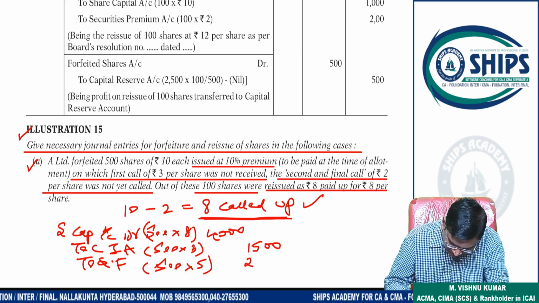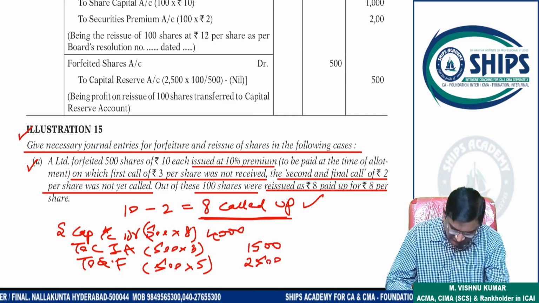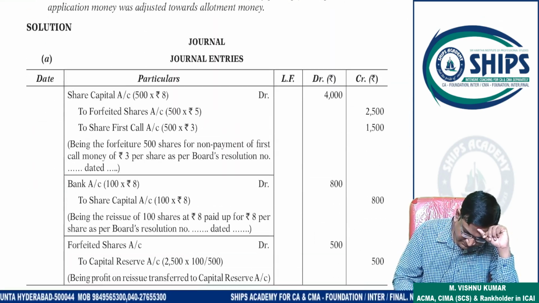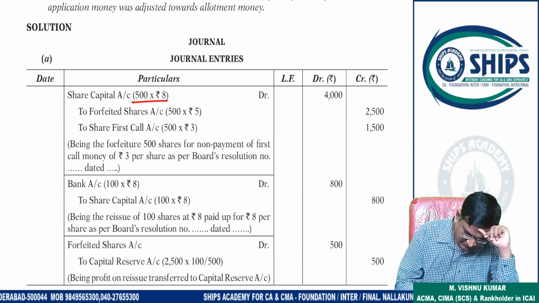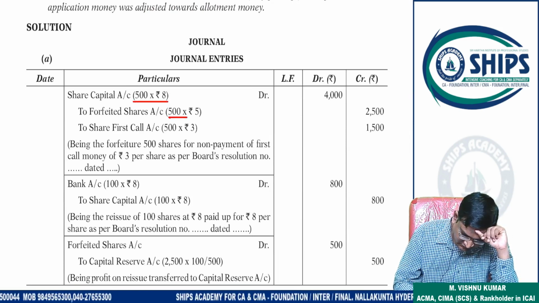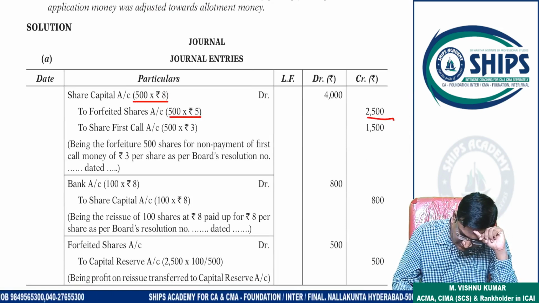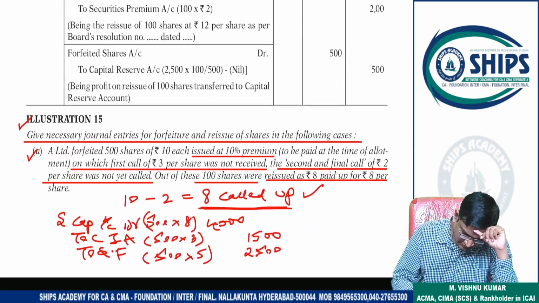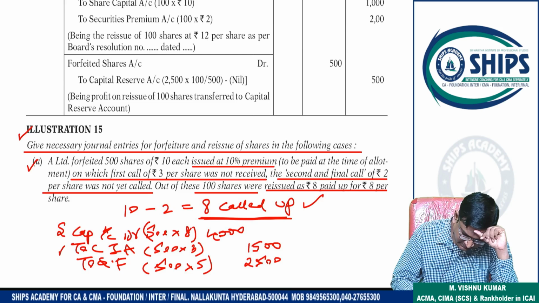2500. This is the forfeiture entry. Okay, check. Share capital account debit 500 into 8. So shares forfeited 2500 to call scenario or first call. Clear? Check. कॉल सिनेरियर लिखिए या फर्स्ट कॉल लिखिए, बात तो एक ही है.